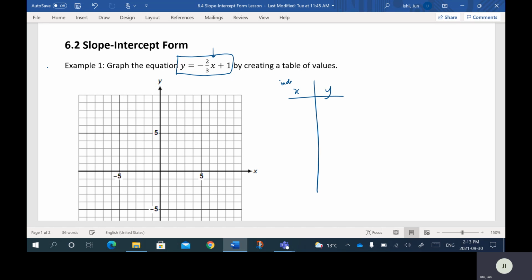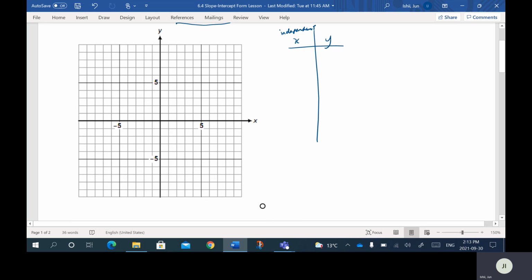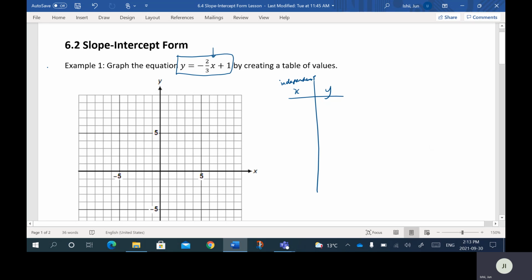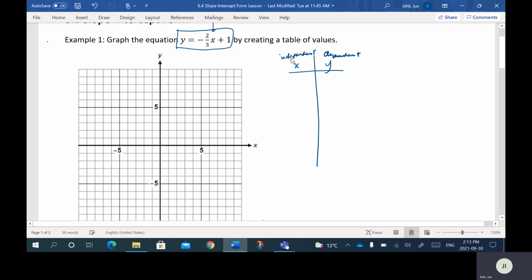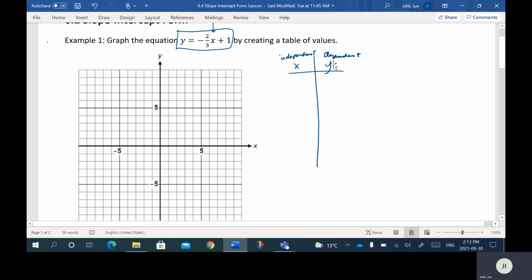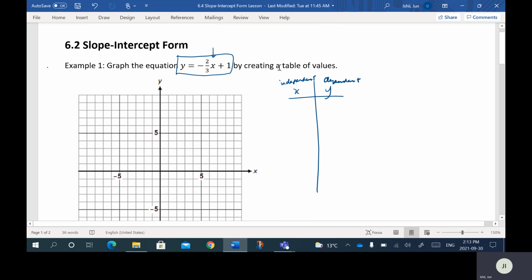The x here is called your independent variable. The reason it's independent is we're just picking the values for x kind of at random. Whereas y is what we call a dependent variable, because it depends on what we chose for x. I'll just show you how this works.